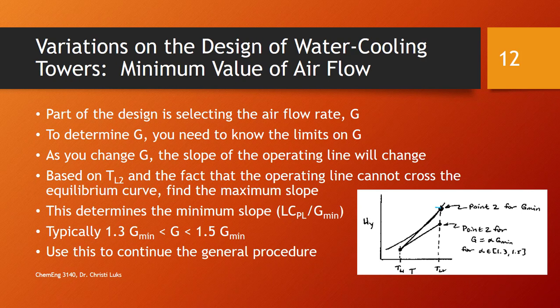Now our slope of this minimum or extreme operating condition is L times C sub P for the liquid divided by the gas flow rate, that's the extreme. In this case, it's a minimum. We're going to figure out what the slope is, and then calculate what G minimum is, and then multiply by typically 1.3 to 1.5, and use that then to calculate G. Once you've done that, then you're ready to go back and do the process of figuring out the height.